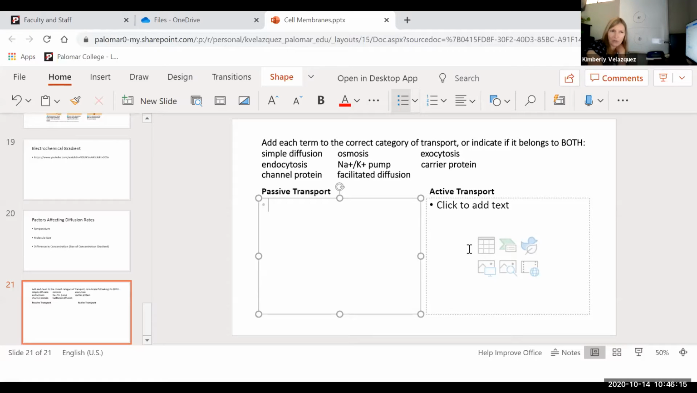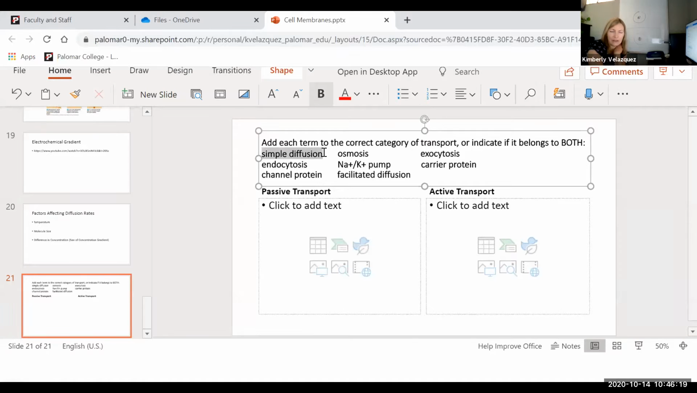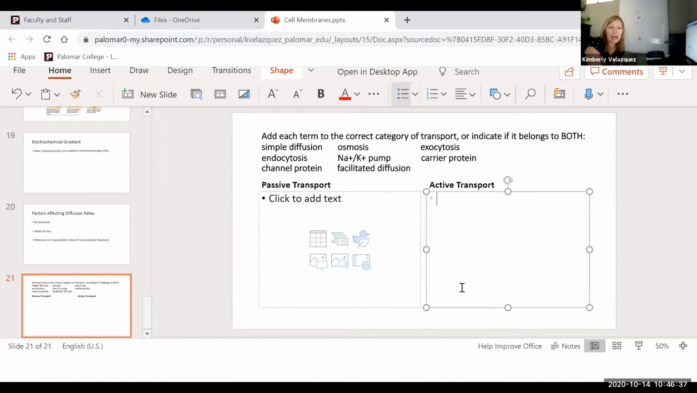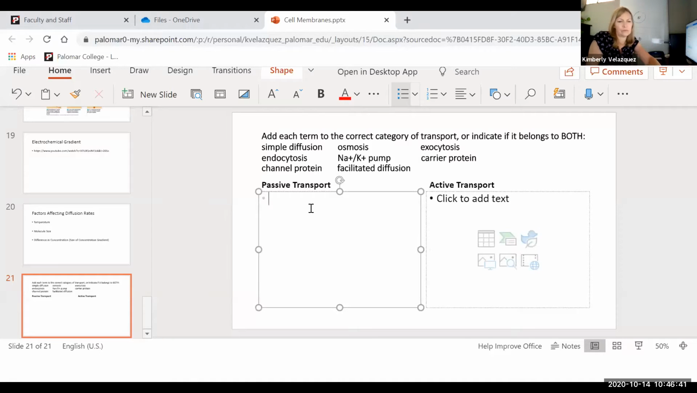So I am going to have you vote on each word. So let's start with simple diffusion. Is simple diffusion passive, active, or both? Great, yep, that's correct. So it is passive. So simple diffusion, we're going to put here.